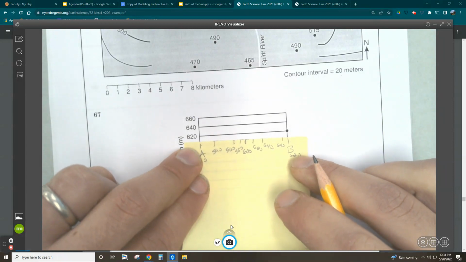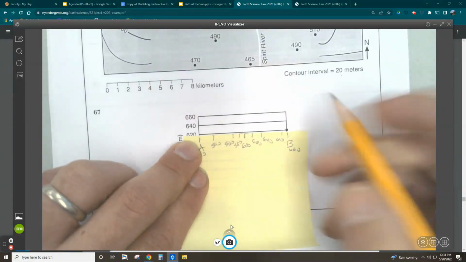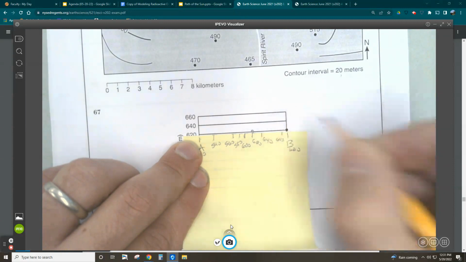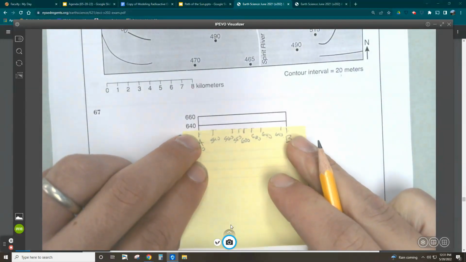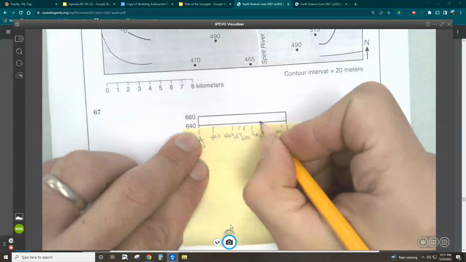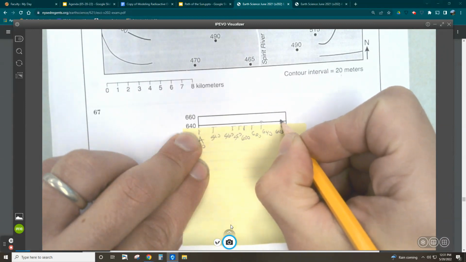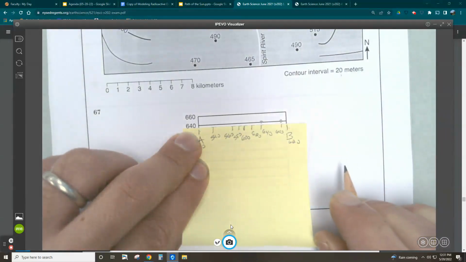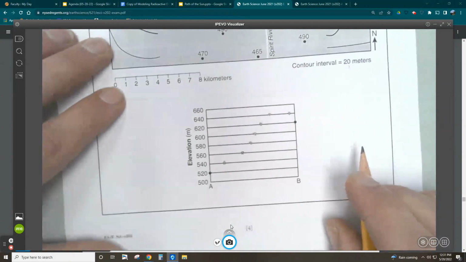620. All right, well, I actually have two 620s. One of them's already done because it's labeled at the B line. Okay, and then 640, last one. I have a 640 right here, and I have a 640 right there. Okay, so now once I take my paper away, you can see all my dots.